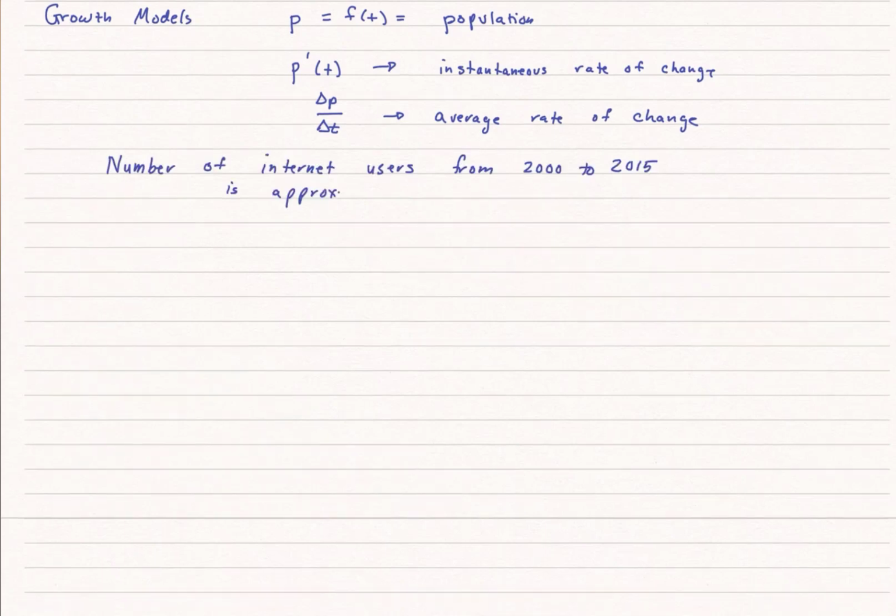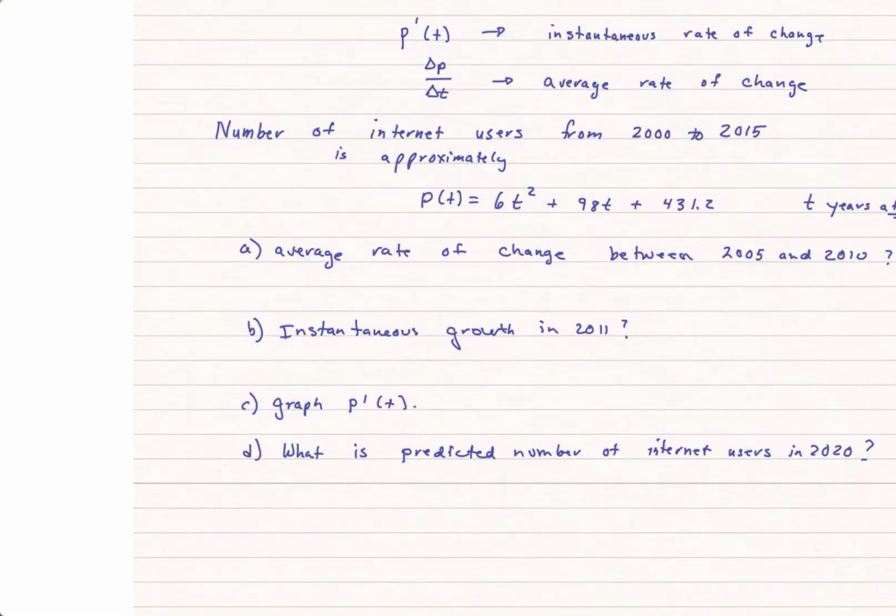Let's do an example. The number of internet users between 2000 and 2015 is approximately given by the function P of t equals 6t squared plus 98t plus 431.2, where t are years after 2000. Let's ask some general questions. First of all, what is the average rate of change between the years 2005 and 2010?